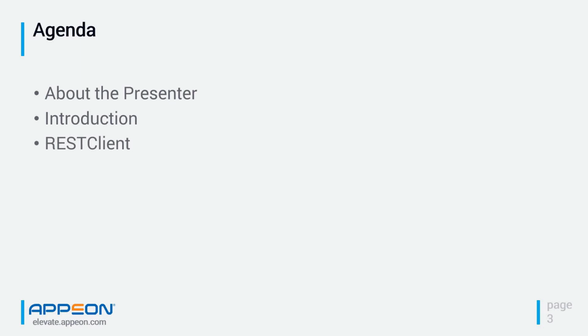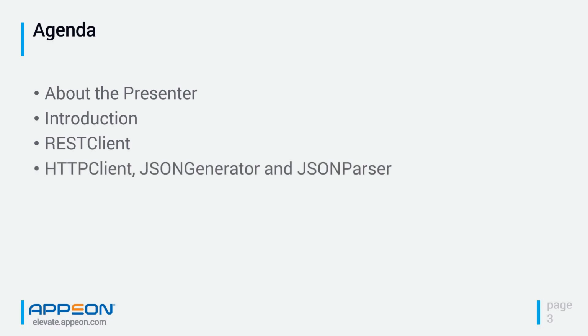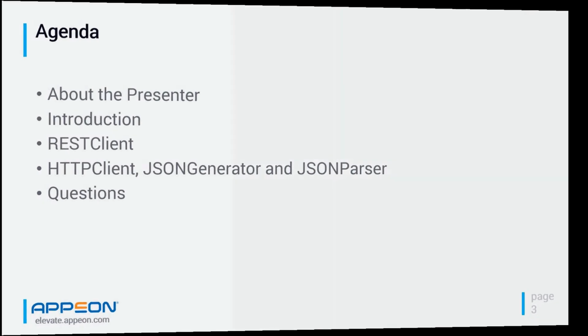That is the object that's used to retrieve data from a REST web service into the data window. Then we'll talk about HTTPClient, JSONGenerator, and JSONParser. These are some of the objects we can use, at least in R2, to do updates to a REST service from a data window. And then we'll have questions and answers.